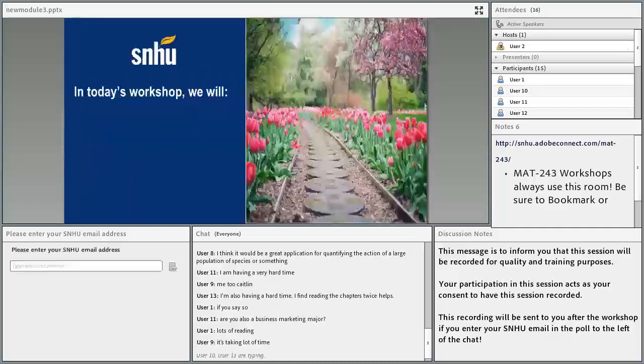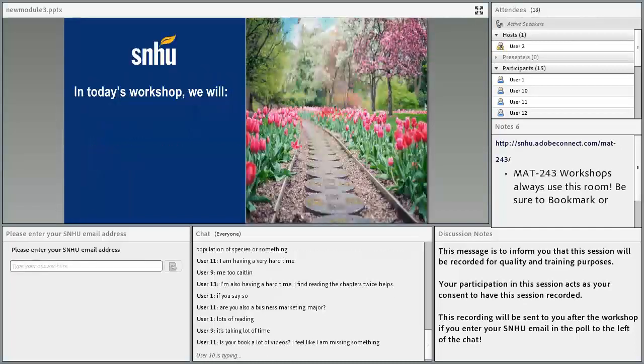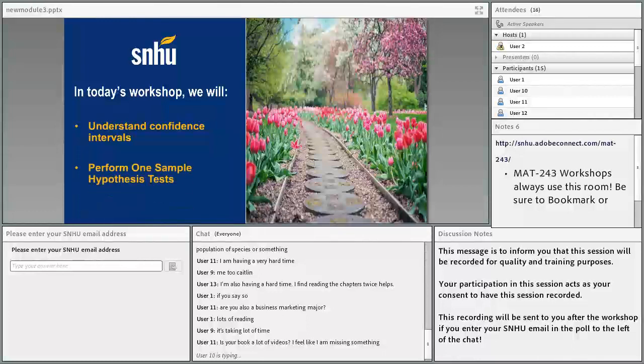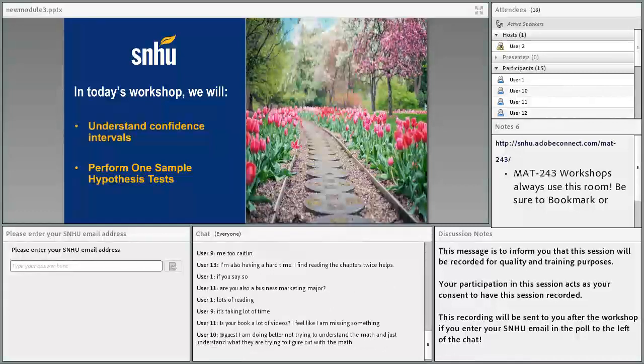All right, let's get started. So this is week 3, and in tonight's workshop, we are going to be looking at confidence intervals, and we will perform one sample hypothesis test.